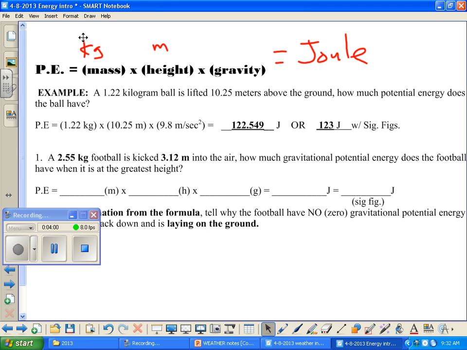Let's just punch it in our calculators, make sure our calculators work. So we're going to put in 1.22. We're going to hit the multiplication sign. We're going to punch in 10.25 because that's how high this ball got lifted. We're going to hit the multiplication sign. We're going to punch in 9.8 because that is the free fall acceleration due to gravity. Hit the equal sign and it says 122.549. Anyone get a different answer?